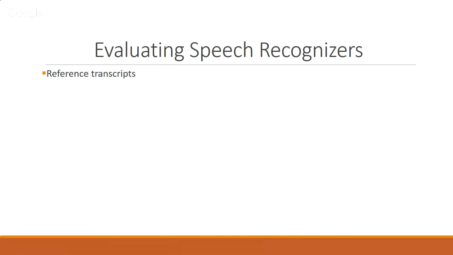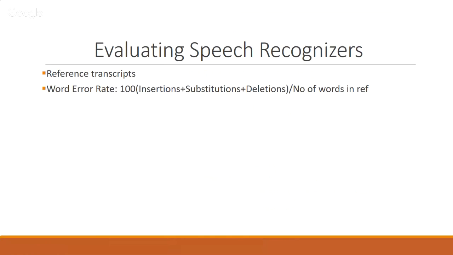Those reference transcripts are typically done by human beings. So one or multiple human beings will sit and listen to that speech and then write down what they hear. And then the machine will try to recognize that speech. And then you compare those two and see how close the machine is to what the human beings thought. So these are reference transcripts, and you need these for all the sentences in your test set that you're trying to evaluate it for. The metric that's really used is called the word error rate, and it's basically the number of insertions, substitutions, and deletions divided by the number of words in your reference transcript.